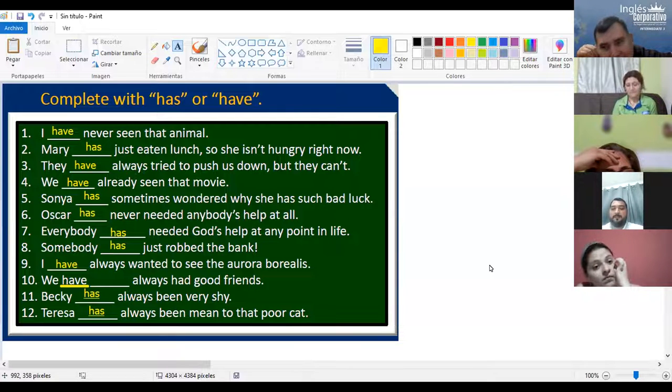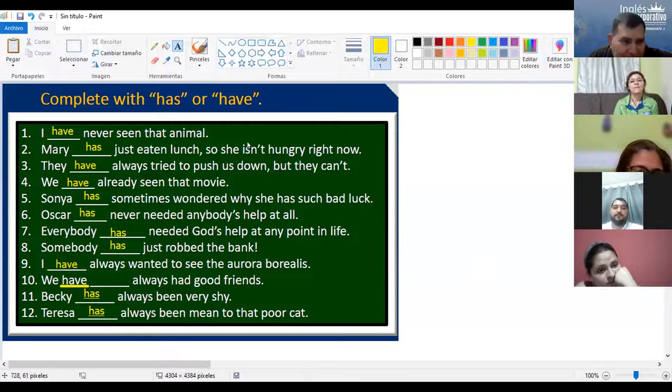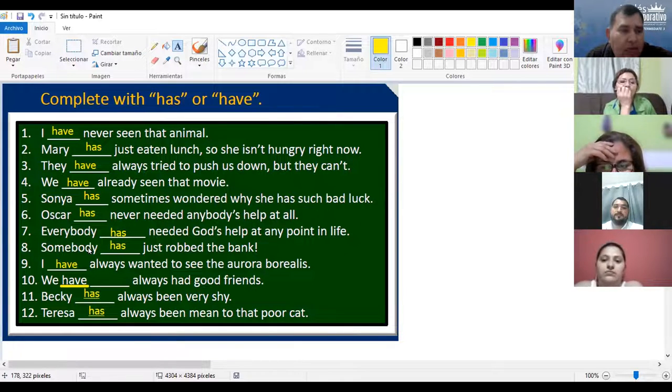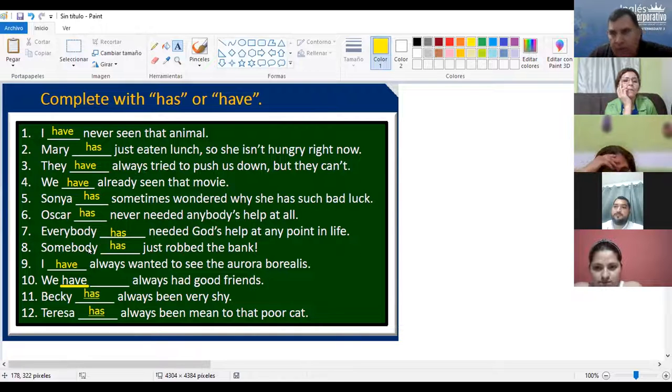Can you explain number 7 and number 8 for use has? Sure. Everybody and somebody are indefinite pronouns. Everybody is a group of people, one by one, so it's singular. Somebody is one person that we don't know. It is only one person. Who is it? No idea. So it's he or she. For that reason, it's has. So everybody, somebody, nobody, etc., are indefinite pronouns. Indefinite pronouns are all singular.